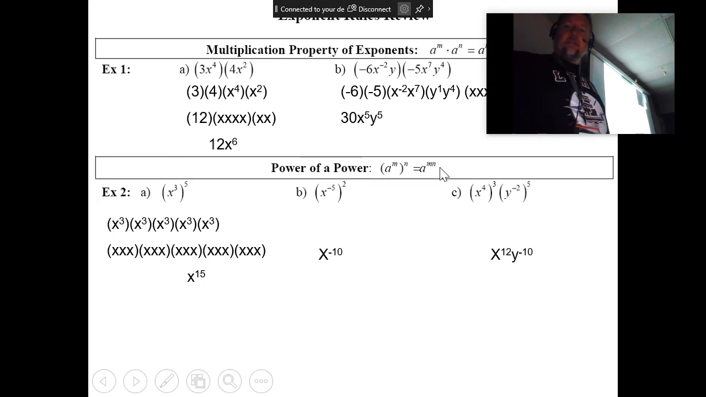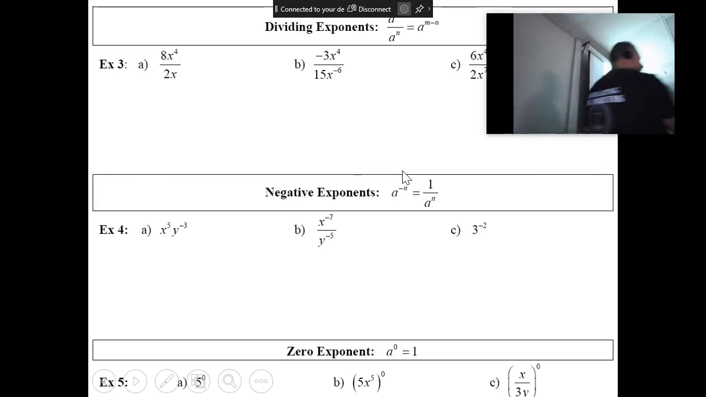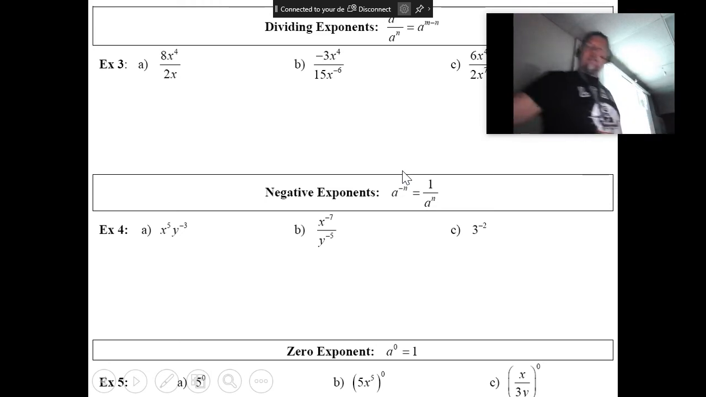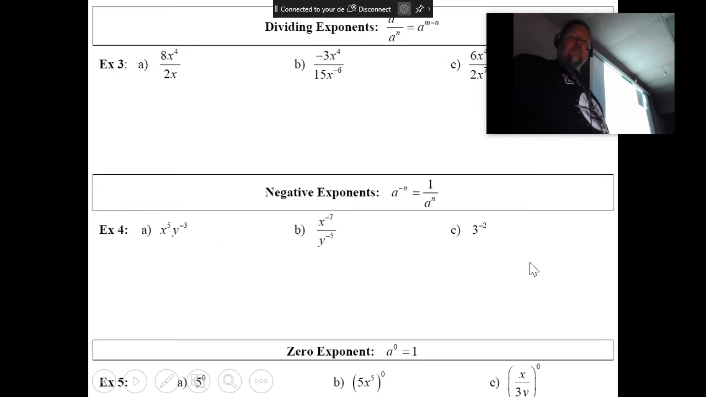Oh, I hit that. Where's it at? Nope, I didn't. That should have been that. I think it was y to the 10th. On the top negative, it should have been over y to the 10th, thrown on the bottom.